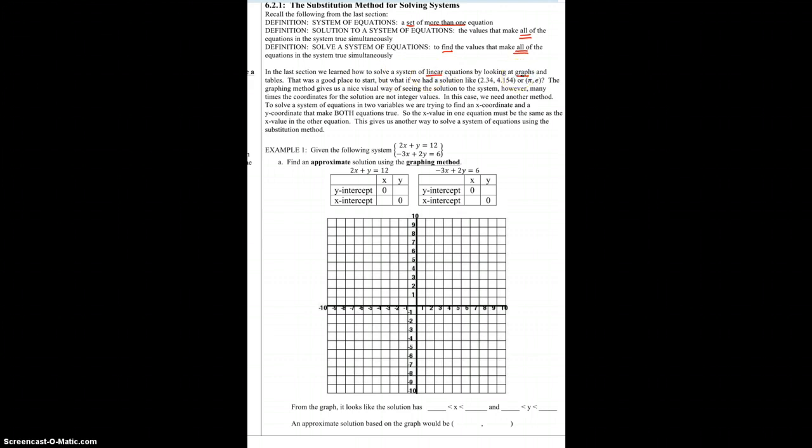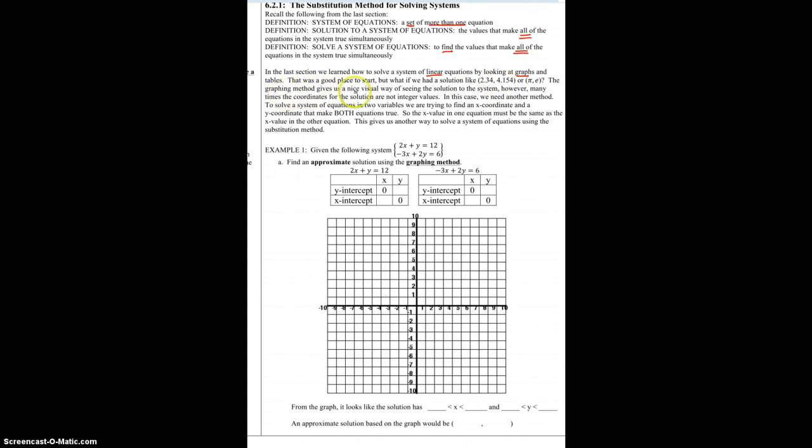In the last section, we learned how to solve a system of linear equations by looking at graphs and tables. And that was a good place to start, where we graphed them and we were looking for their intersection point. But what if we had a solution like 2.34, 4.154, if our intersection point did not occur at some nice integer value like 2, 4?